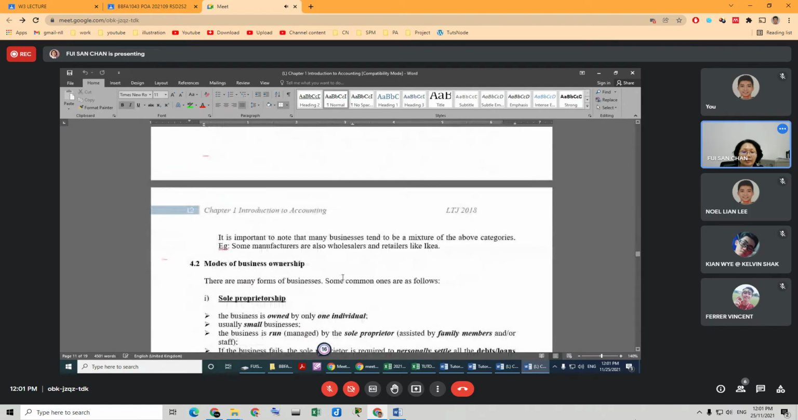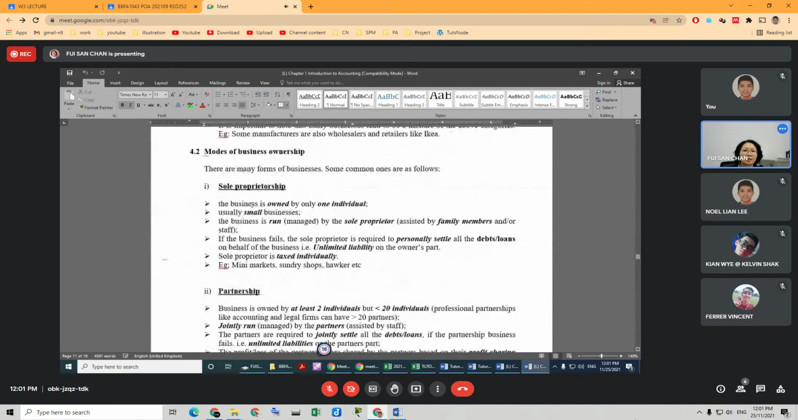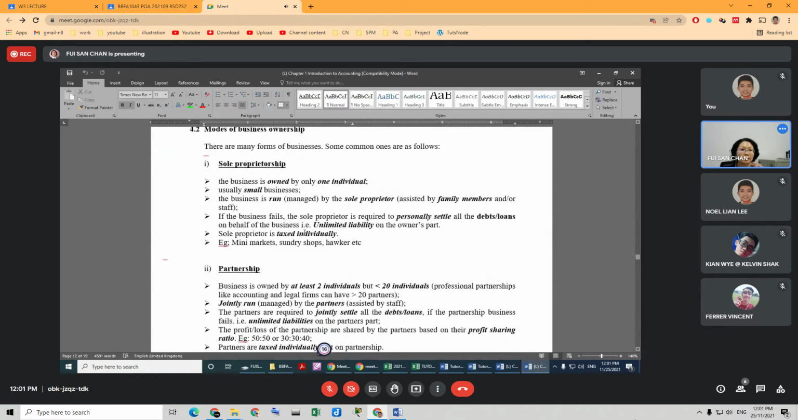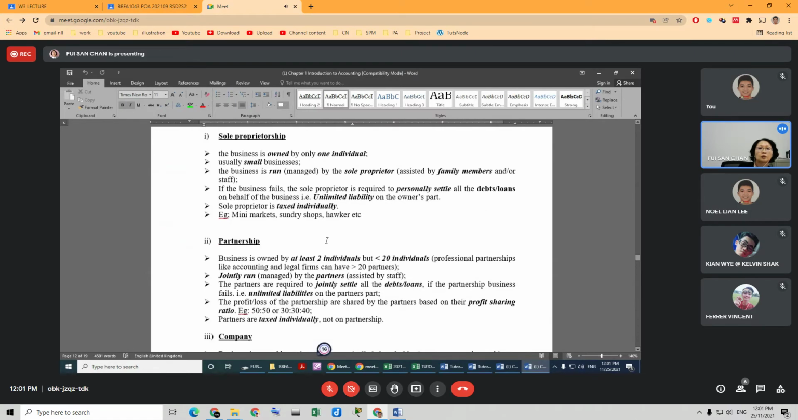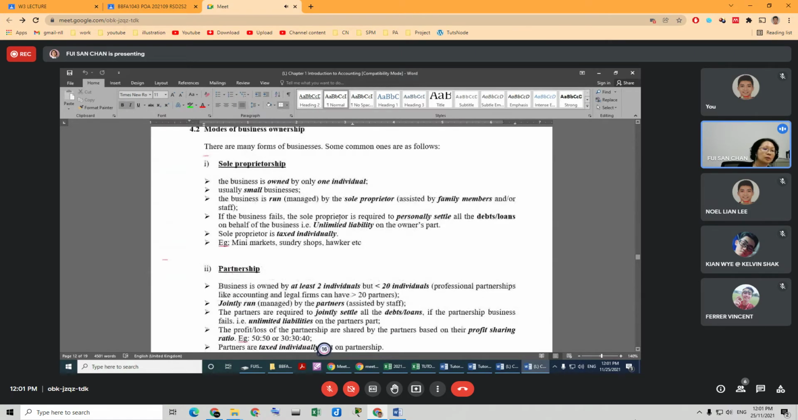So, modes of business ownership. We have the sole proprietor, which is basically only one owner, a small business. At the moment, the accounts that you do now are actually for a sole proprietorship.